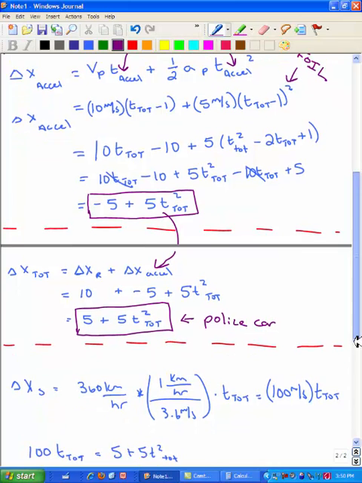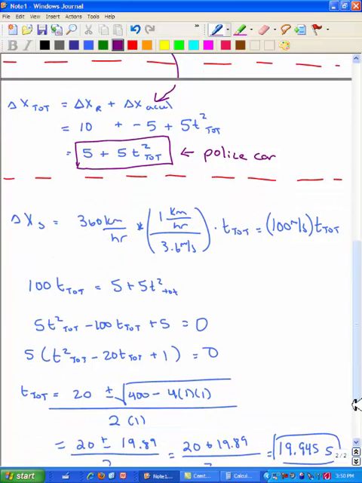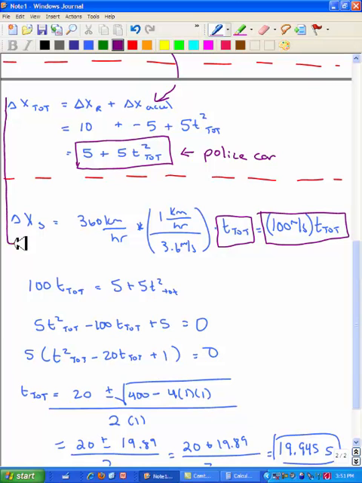Now let's look at the speeder for a minute. The speeder is the easy part. The speeder simply travels at the same speed the whole time, 360 kilometers per hour, times the total time. We change that 360 kilometers per hour to meters per second. We get 100 meters per second times total time. Now, the thing to remember is the total distance traveled by the police car and the total distance traveled by the speeder are the same when they meet.